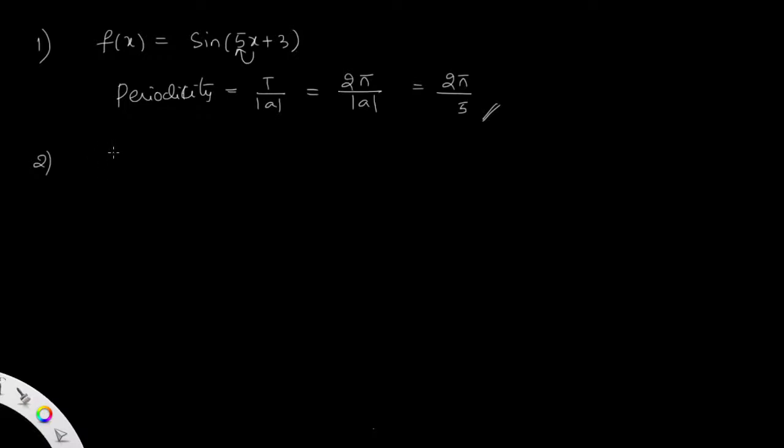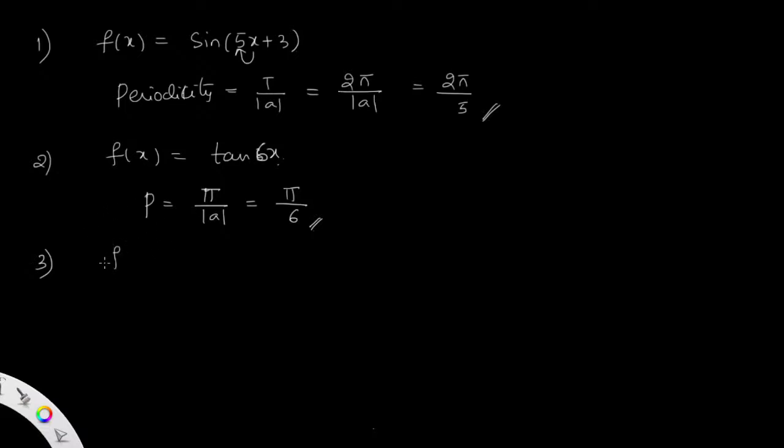Similarly, suppose f of x equals tan 5x or tan 6x. The period of tan is pi by mod a, where a is the x coefficient. So pi by 6 is the periodicity. If we draw the tan 6x graph, the periodicity is a fixed length: every pi by 6 units the graph will repeat over and over again, keeping the same figure. That is tan 6x.